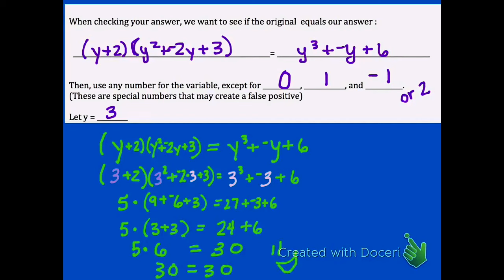So that is a match. So my simplified polynomial matches what I started with. That doesn't always mean it's completely simplified, so you do have to watch for that, but it does mean you have created an equivalent expression, and that is a good sign.